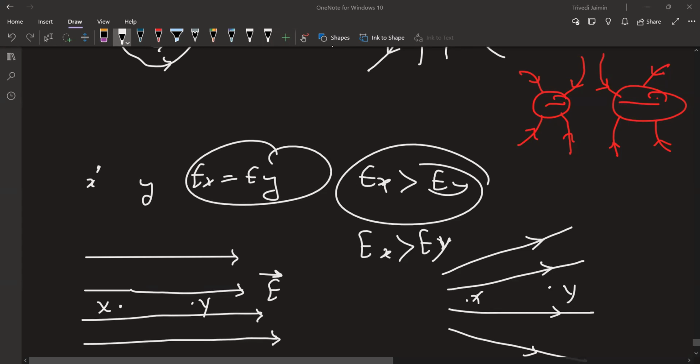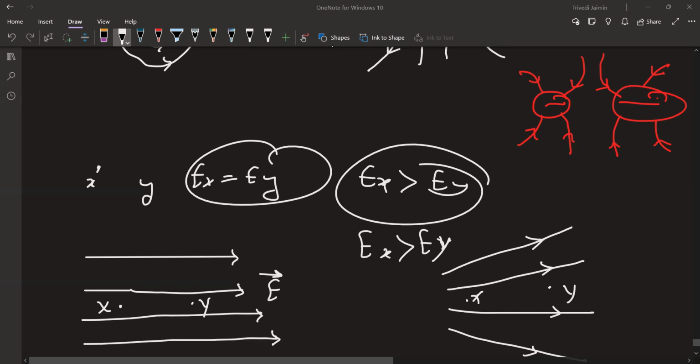Sir, here Ex and Ey, what do they represent, sir? Ex is the electric field at point X. Ey is the electric field at point Y. So not just the electric field, but the strength of the electric field at X and at Y. Here they are both parallel. All electric field lines are parallel, equidistant, a symmetric electric field. So in that case we say that the electric field intensity or strength at X is the same as at Y. Both are the same.